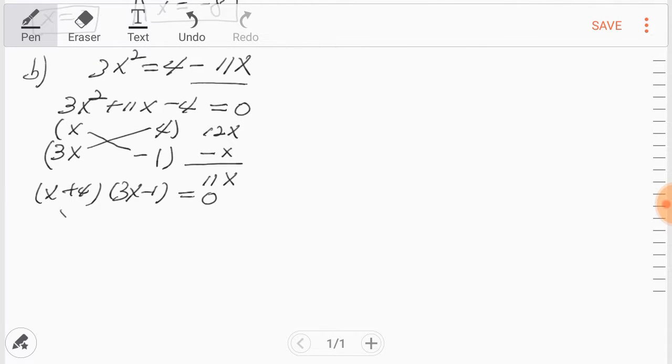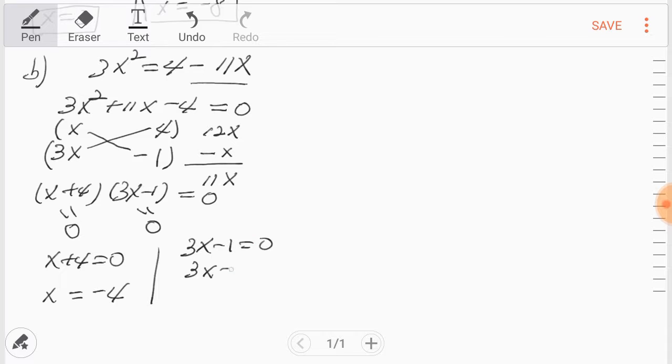Okay, and then we have to set each factor equal to 0. Then x plus 4 is equal to 0. Subtract 4 from both sides, or move 4 to the other side, becomes negative 4. From the second factor, 3x minus 1 is equal to 0, move negative 1 to the other side, positive 1, and then divide each side by 3. So 1 over 3. So we got two solutions. x equals negative 4 and 1/3.